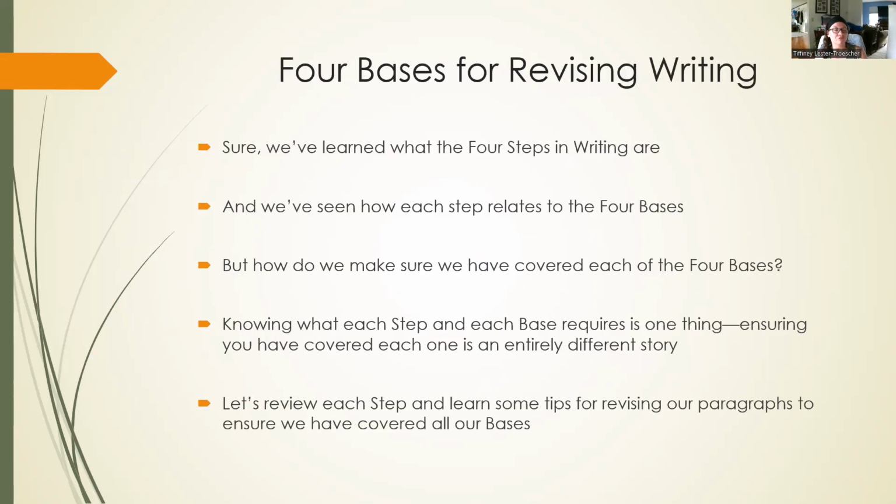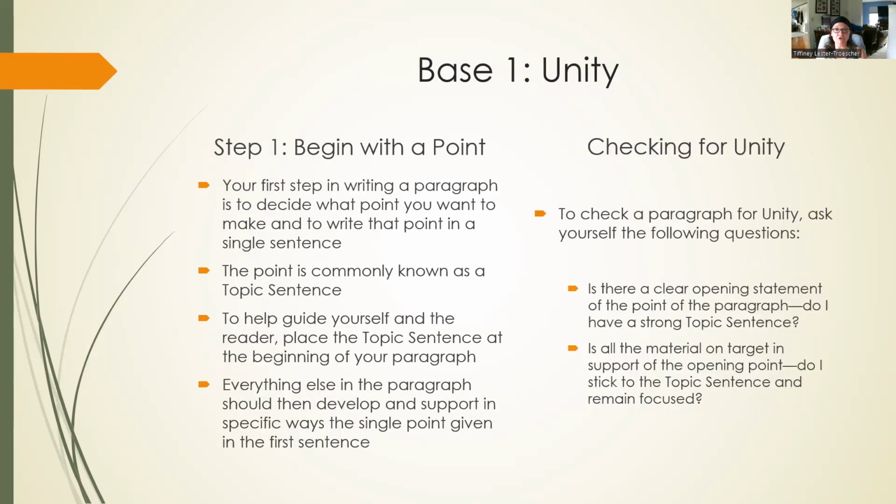But how do we make sure that we've covered all 4 bases, right? Again, ideally, we would be masters at this already just from learning about the 4 bases, but that's not reality. So how do we make sure that the paragraph we've produced has unity, support, coherence, and sentence skills? Right? To check for unity, your first step in writing a paragraph is to decide what point you want to make and to write that point in a single sentence.